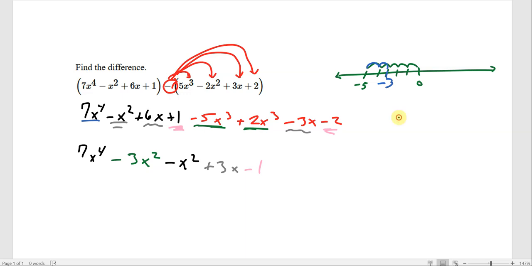I think this first step of distributing that negative sign and thinking about that being a negative 1 to get rid of the parentheses helps me a lot with my sign errors and stuff like that.